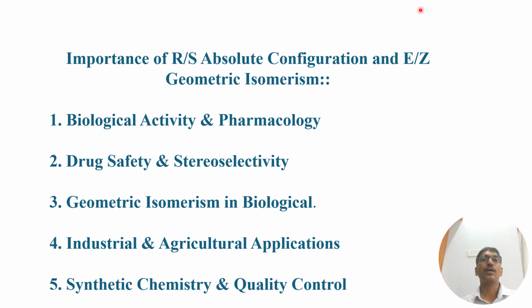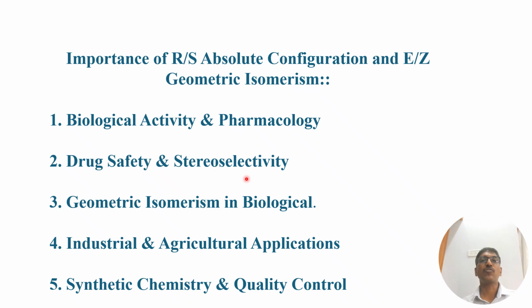The third one is geometrical isomerism in biological systems. E and Z isomerism is essential in biochemistry. For example, in vision science, the conversion of 11-cis retinal to 11-trans retinal upon light absorption is the fundamental molecular event that triggers the visual signal in the human eye, demonstrating how geometrical configuration directly controls biological function.